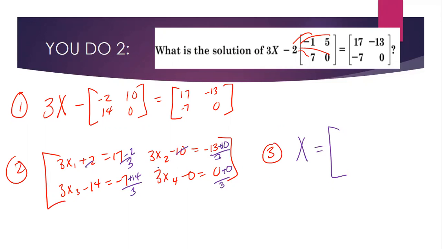Well, x has to equal 17 minus 2 is 15. 15 divided by 3 is 5. Negative 13 plus 10 is negative 3, right? And negative 3 divided by 3 is? And we have negative 7 plus 14 is? And 7 divided by 3 is just 7/3. Fractions are our friends. And 0 divided by 3 is 0.